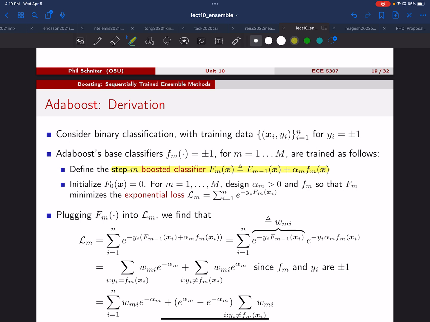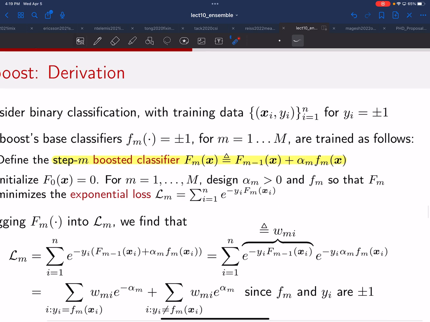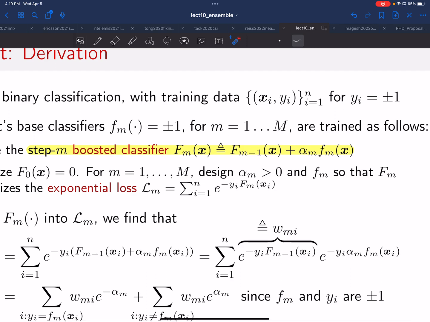And then at each stage, this is basically a summary of the process. We initialize this boosted classifier at 0, like I said. Then at each stage, we design a positive weight and our intermediate classifier fm so that the overall boosted predictor at that stage minimizes the exponential loss. So let's take a look at this loss and understand why this is a reasonable loss to use. I don't think it's a loss we've seen before.